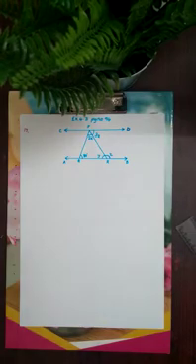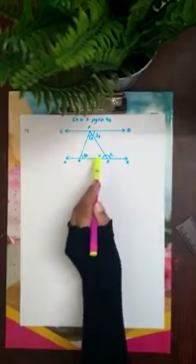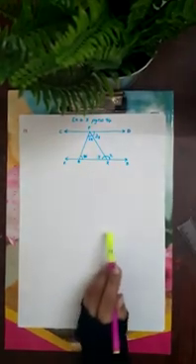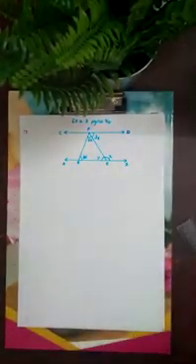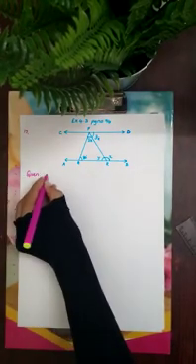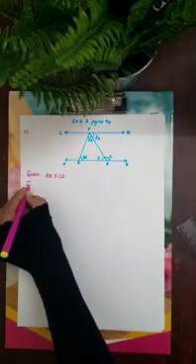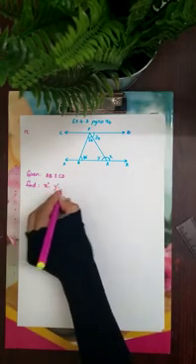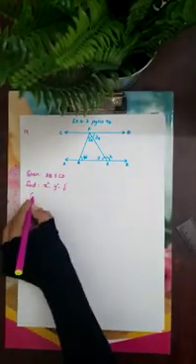In the adjacent figure, AB is parallel to CD. Find the value of X, Y and Z. Okay, this is the figure given to us and they are asking us to find the value of three unknowns, X, Y and Z. So let us start by writing what is given to us. It is given that AB is parallel to CD and we have to find X, Y and Z.